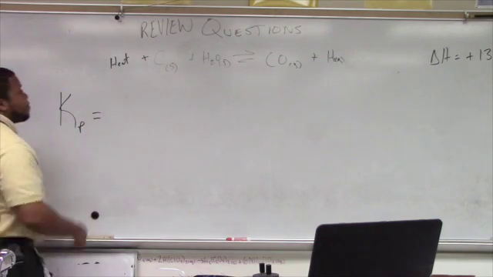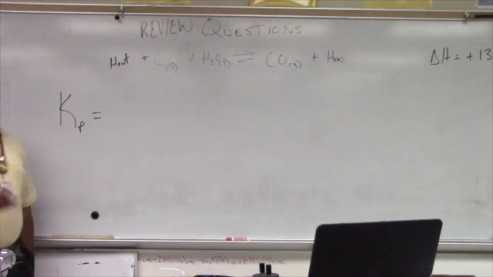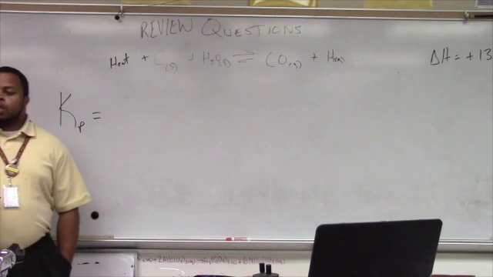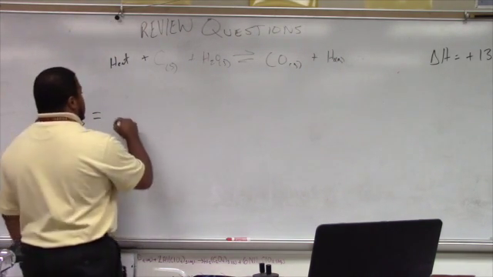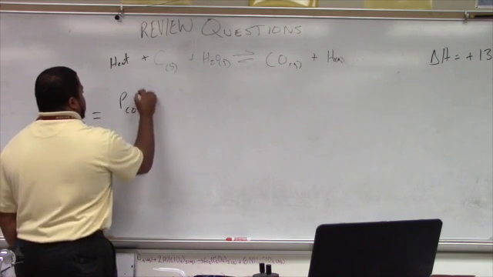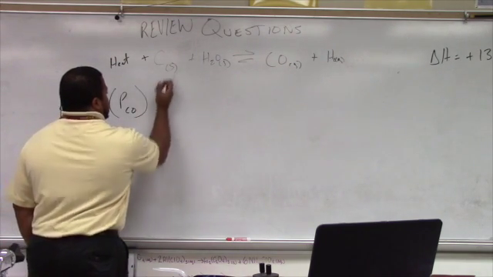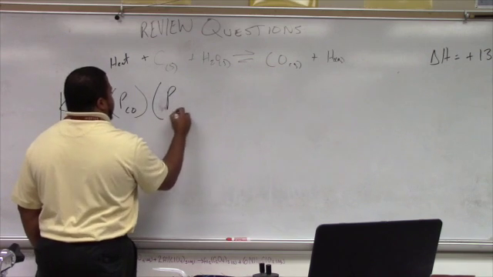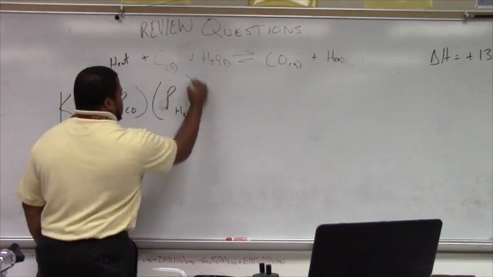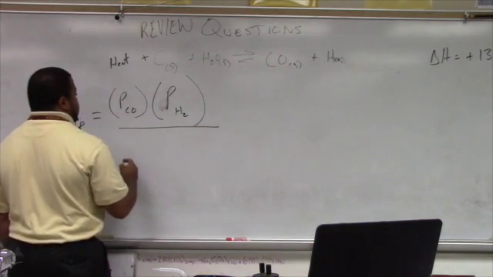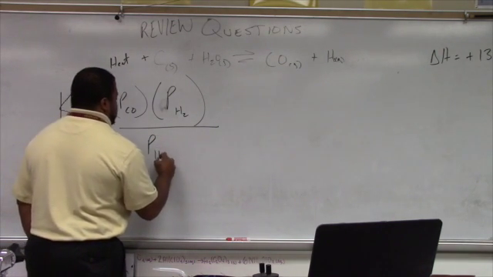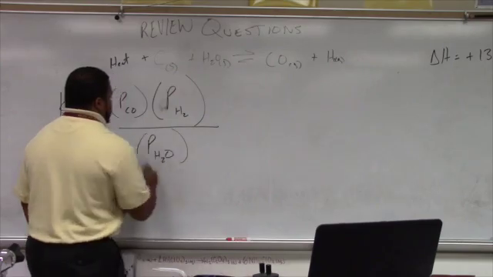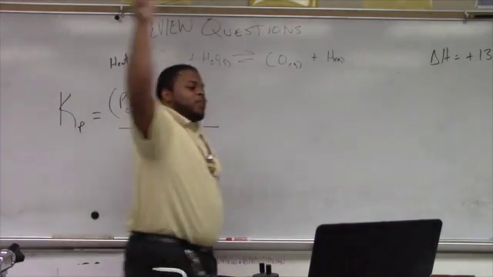If I'm looking at this reaction, how would I write the equilibrium expression? I have no clue. We know it's products over reactants. The pressure of CO times the pressure of H2, and then over the pressure of H2O. Yeah, sure. Oh, and C isn't included because it's a solid. Thank you very much.